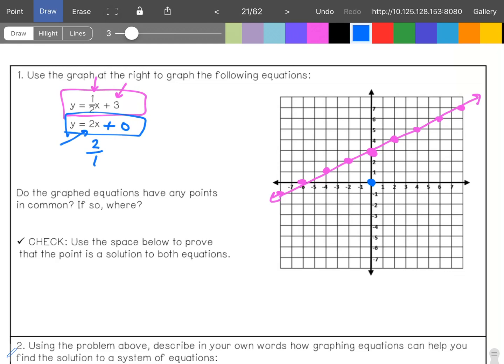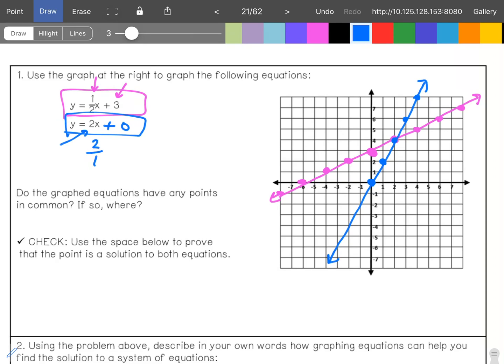So from 0, we're going to go up 2 and right 1. Up 2, right 1. Continue the pattern. Now, we do see where it crosses, so I don't need to go backwards the other way, but sometimes you might need to go the other direction just to see clearly where they intersect.